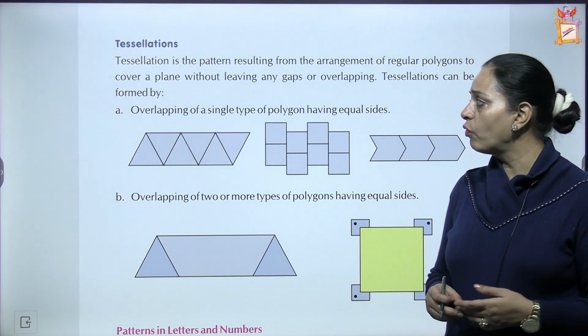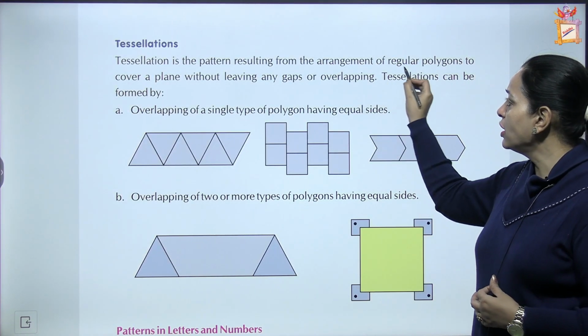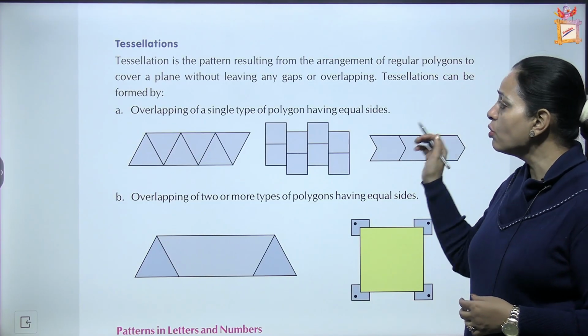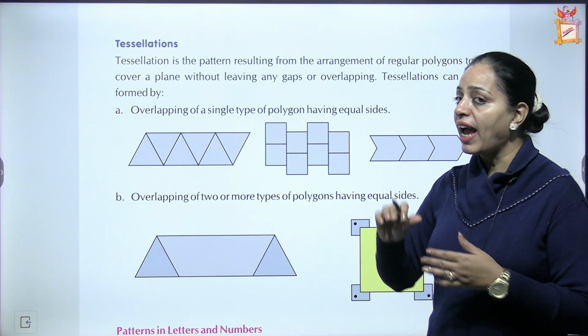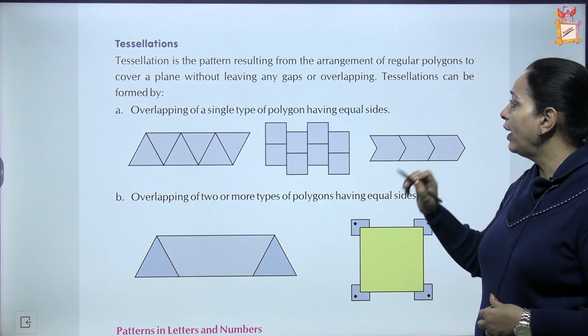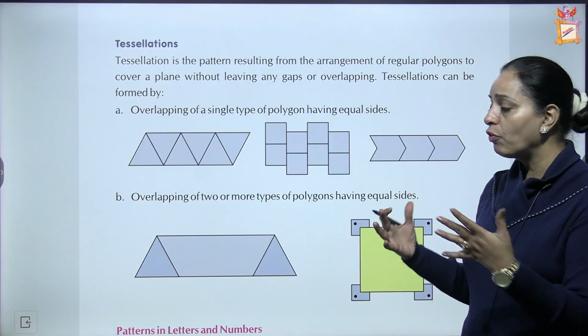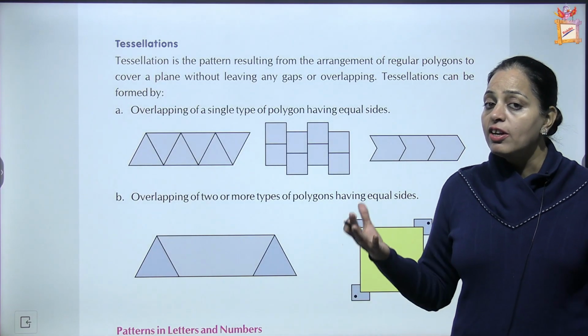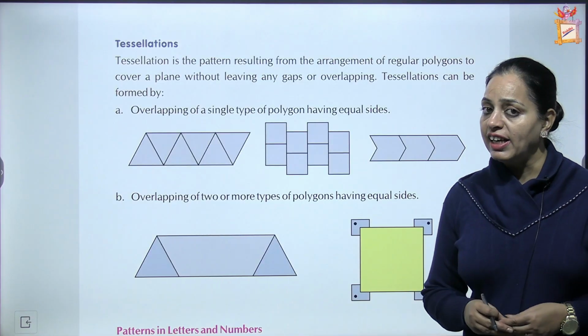What is the meaning of tessellation? This is the pattern resulting from the arrangement of regular polygons to cover a plane without leaving any gaps or overlapping. Tessellations can be formed by, जैसे आपने फ्लोर्स पर टाइल्स देखी होंगी, so there is no gap between the tiles, so that is tessellation.